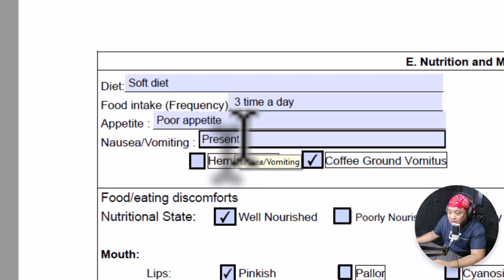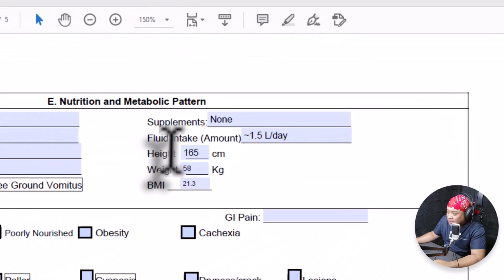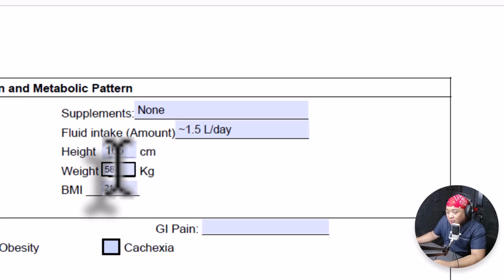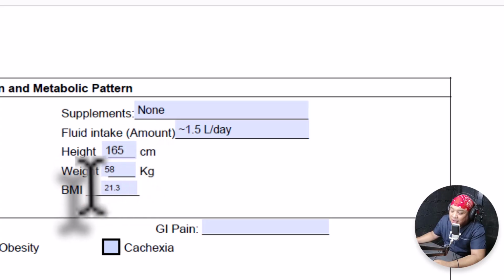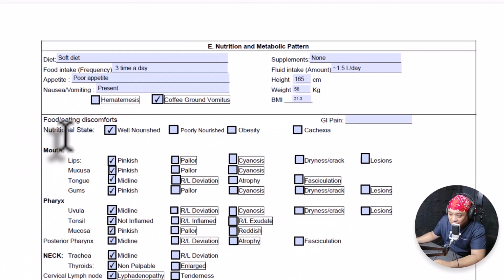Is there nausea or vomiting present? Yes, there is a presence of nausea and vomiting. Then the supplements, non-fluid intake, 1.5 liters a day. The height is in centimeters, 165 centimeters, with the weight measured in kilograms. And of course, we are also going to calculate the BMI of 28.3. Now for the food eating discomforts, we can tag it.